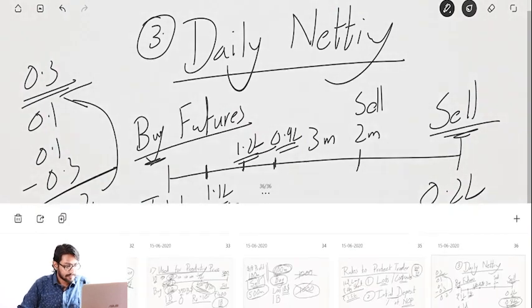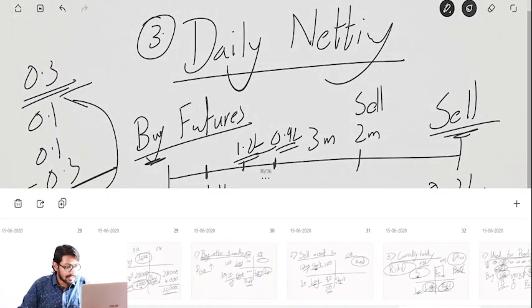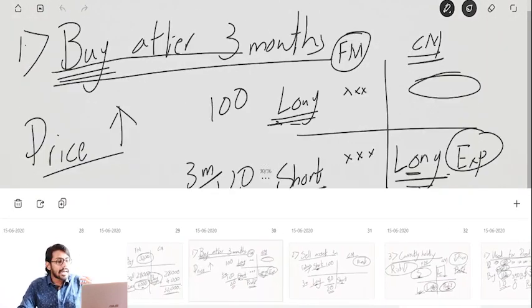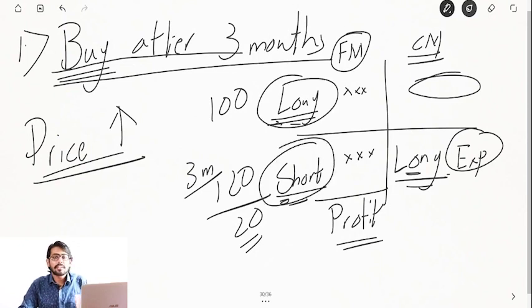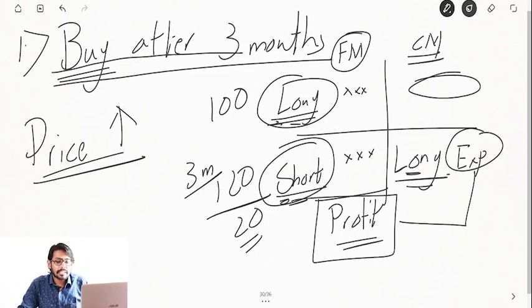What is hedging? In different scenarios, when you want to buy an asset after 3 months, you are concerned about an increase in price. To protect that, you will buy today and sell after 3 months in the future market. If the price actually increases, you will get a profit over here, which can compensate any increase in price over here.